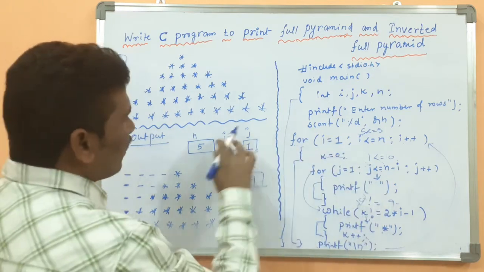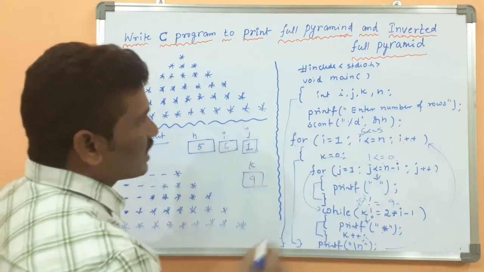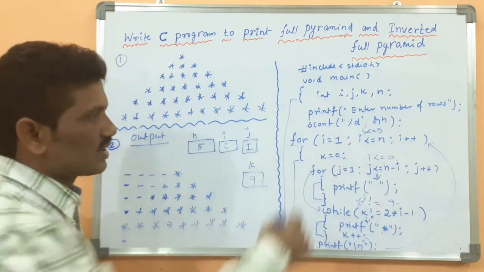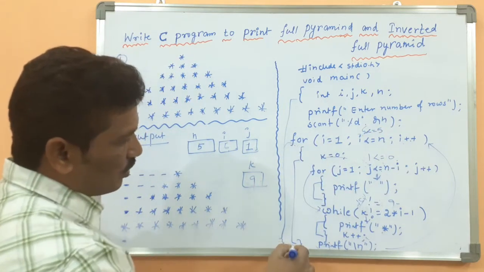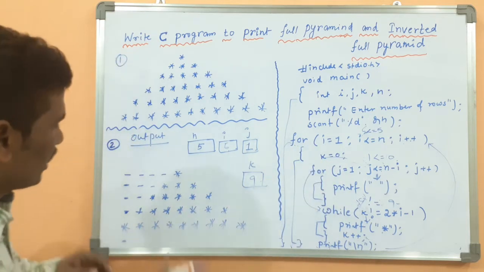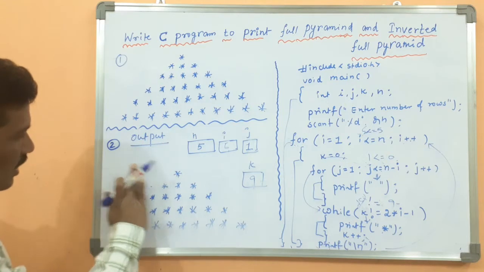Okay. Then i value is incremented by 1. I value becomes 6. 6 less than or equal to 5. The condition returns false, which comes out of the loop. Which comes out of the outer loop. The program will be terminated. Then I will remove these icons.